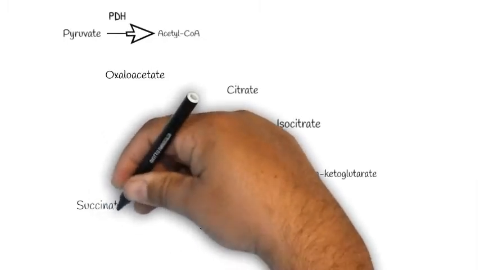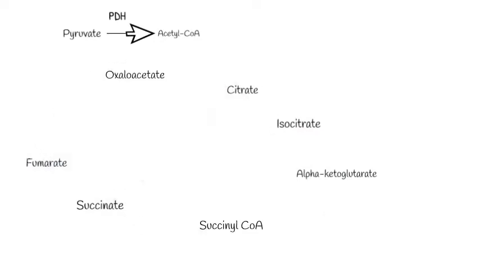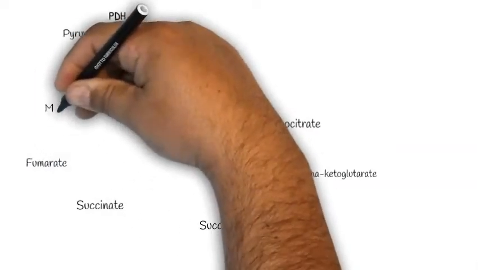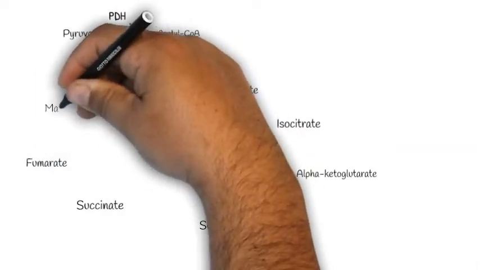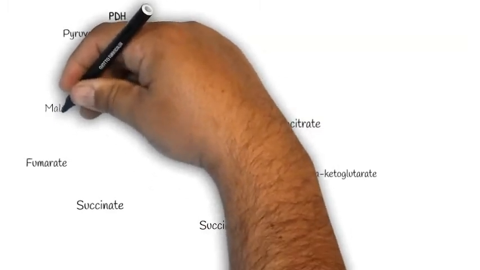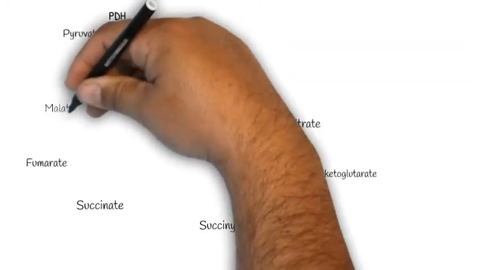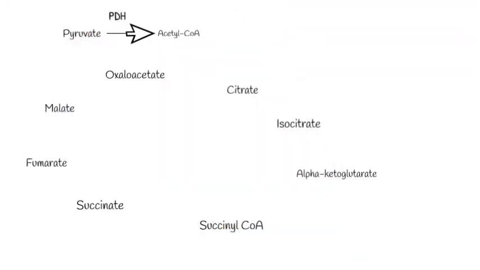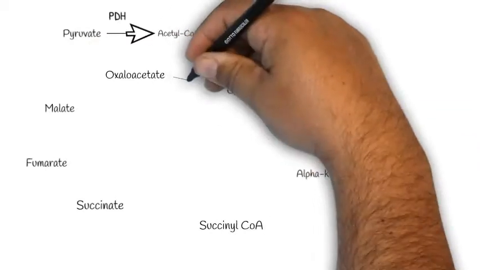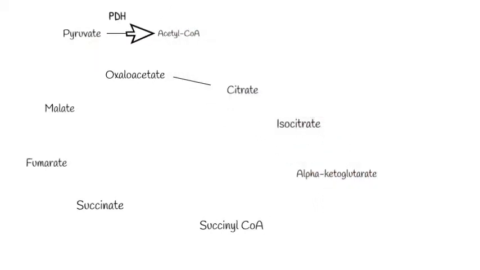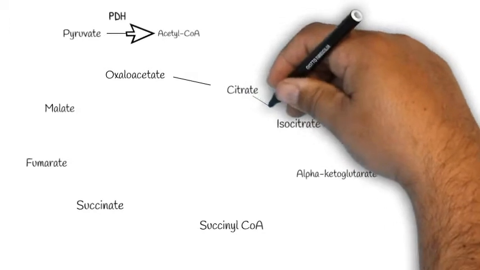But citrate, being a 6-carbon compound, is converted to isocitrate, and isocitrate, through a decarboxylation reaction, is converted to alpha-ketoglutarate. The alpha-ketoglutarate, in turn, through another decarboxylation reaction, is converted to succinyl-CoA.